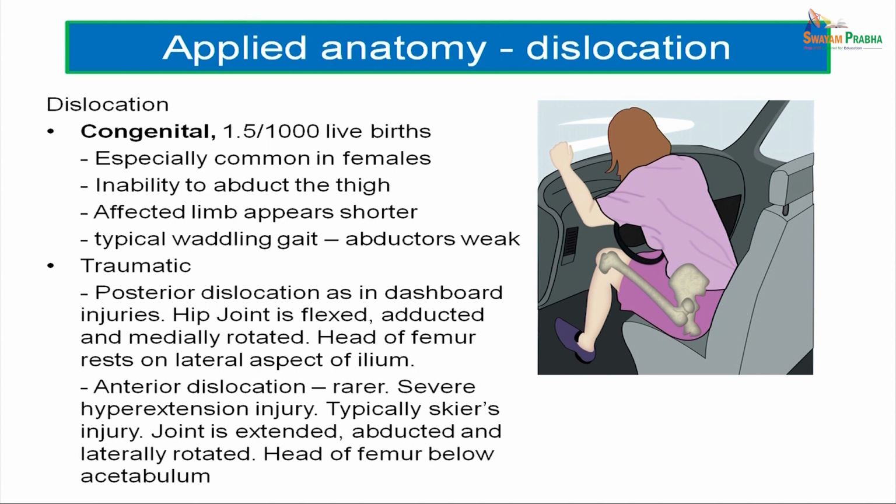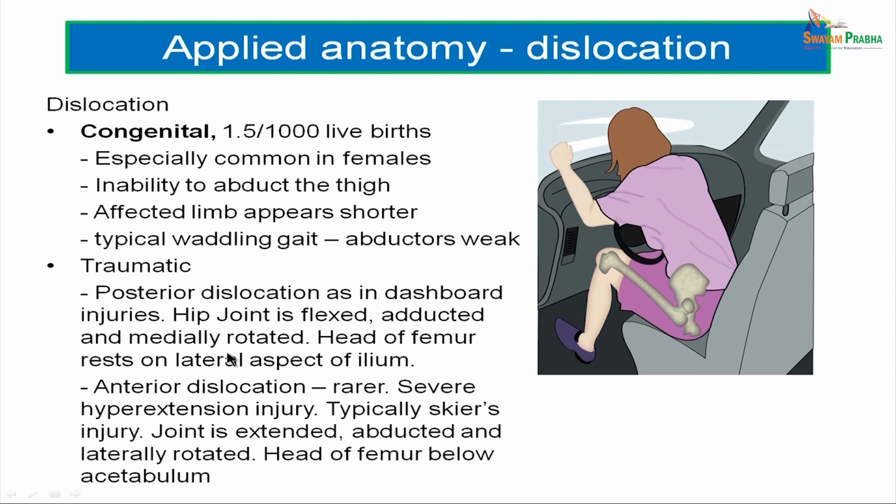The anterior dislocation is a fairly rare condition and occurs in severe hyperextension injuries, typically what is called a skier's injury, and the joint is in the opposite state, that is, the joint is extended, abducted, and laterally rotated. The head of the femur lies below the acetabulum. Look at the two differences.